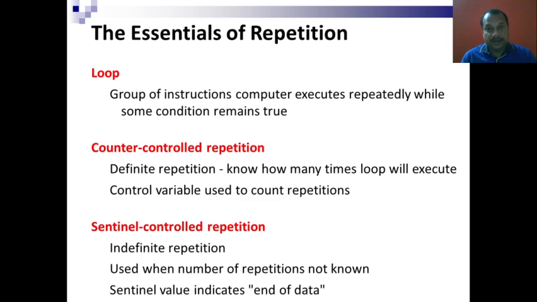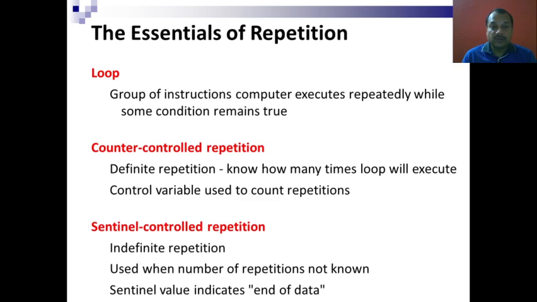Not the content of the 100 numbers, but I know that 100 numbers will be given to me. For sentinel control repetition, it is indefinite repetition in the sense that it will keep on iterating until a particular control input is provided. So it is indefinite, but it is not infinite. Infinite is a separate thing, we will discuss it separately, but this is indefinite.